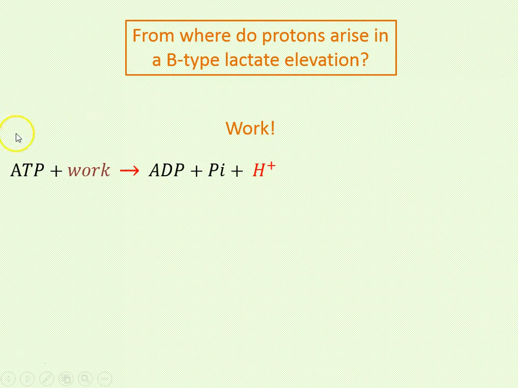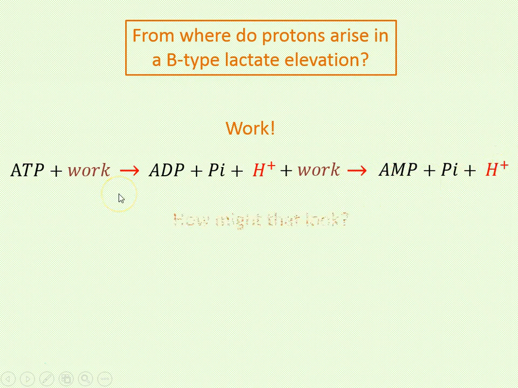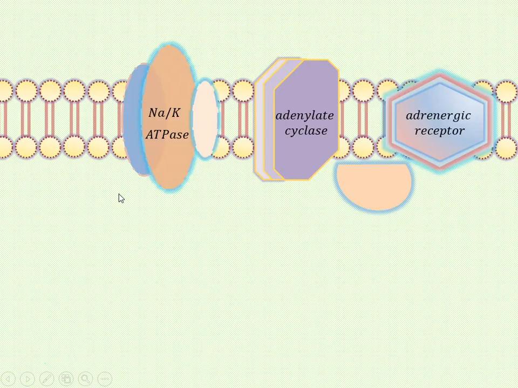So if you remember, if you start off with ATP and then you do some biochemical work, you then hydrolyze that ATP into ADP, inorganic phosphate, and a proton. And then if you do even more work on the ADP, you get to monophosphate, inorganic phosphate, and the proton. So how might that look in the cell? Well, here's a very fancy slide that took me many hours to make, and we're going to start over here with the adrenergic receptor.